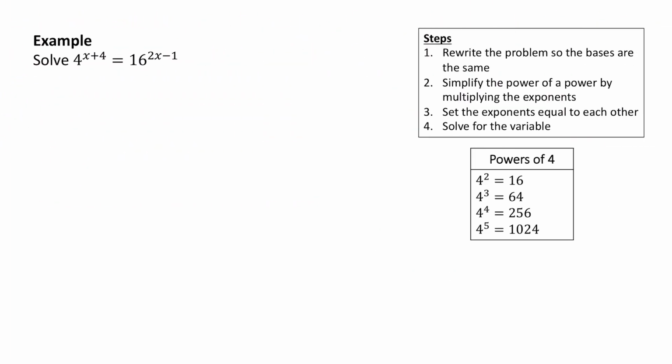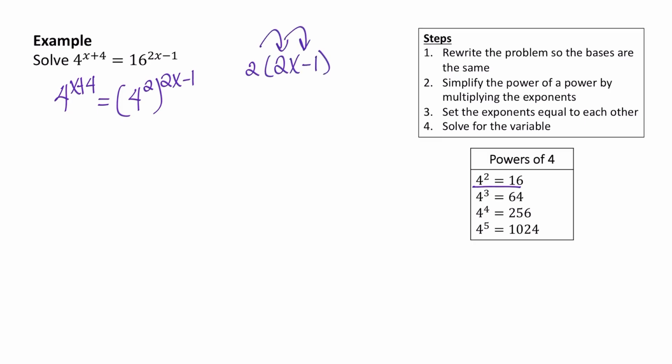So now let's try solving 4 to the x plus 4 equals 16 to the 2x minus 1. So you can look at the powers chart and notice that both of these are powers of 4 because 4 squared is 16. So we have 4 to the x plus 4 equals, and then 16 we're going to write as 4 squared, and then we have 2x minus 1. So on the right side we're going to multiply those powers together, so we have 2 times 2x minus 1. So when we multiply them together, we get 2 times 2x, which is 4x, minus 2 times 1, which is 2. So we have 4 to the x plus 4 equals 4 to the 4x minus 2.